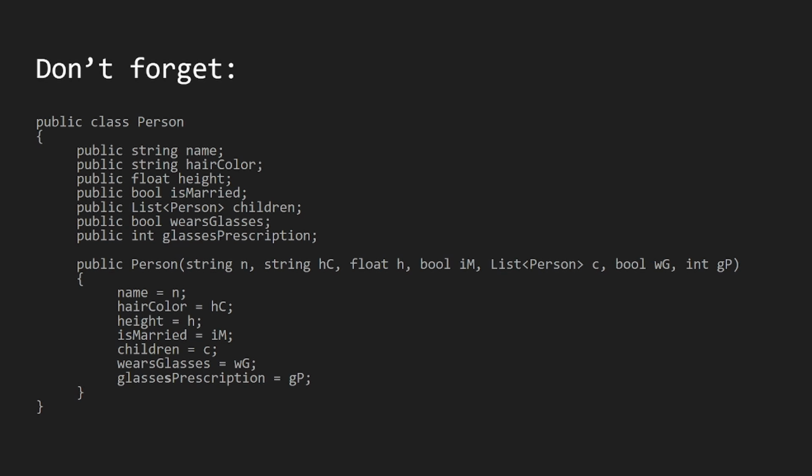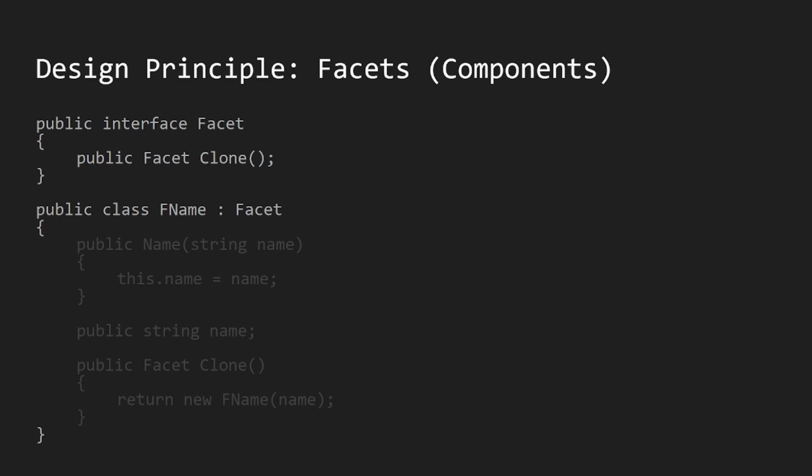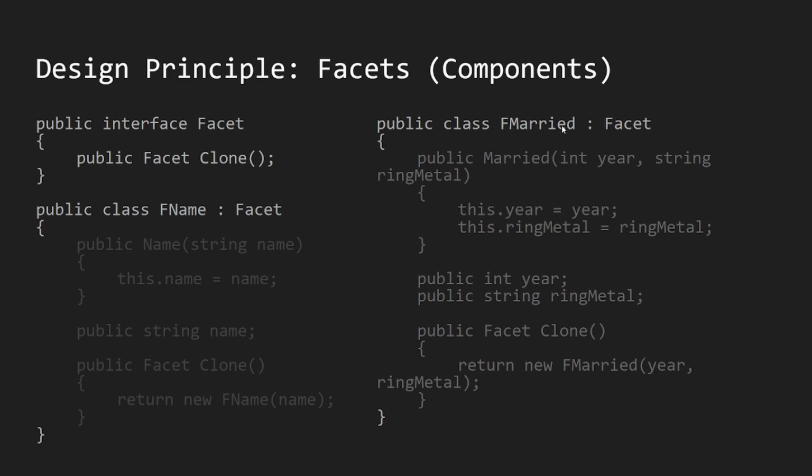That's why we're going to look at the design principle for components, or as they're called here, facets. We have an interface. The only function in that interface is a function clone, so that we can clone it. But let's get some examples of a facet. Maybe we have a facet name, F name. Maybe we have a facet F married. And you're like, well, Boolean works as married because you can tell whether the person is married or not based on the Boolean.